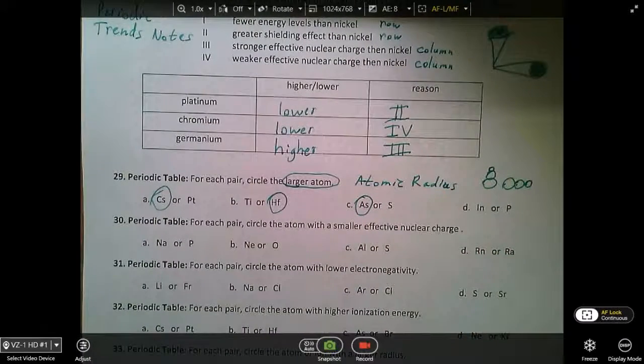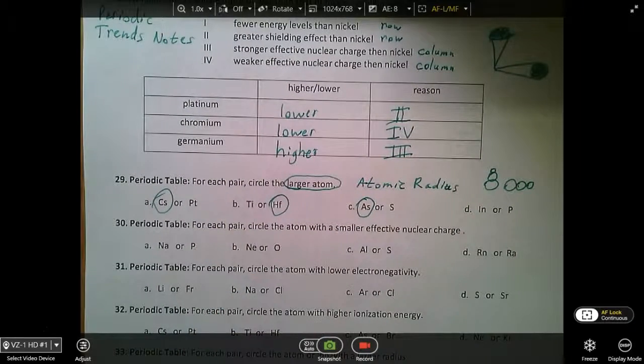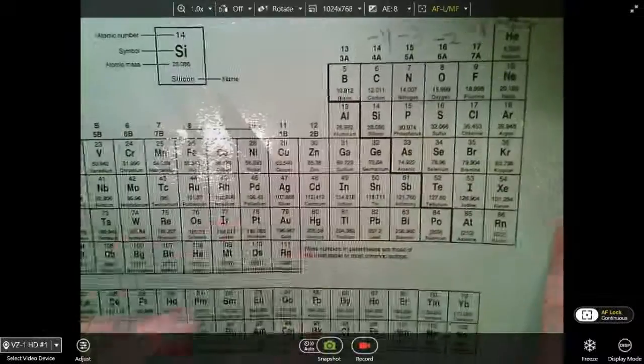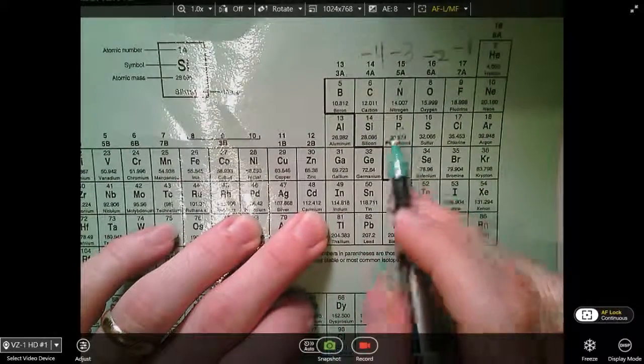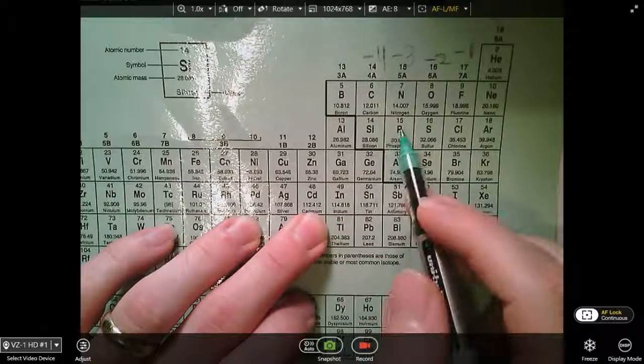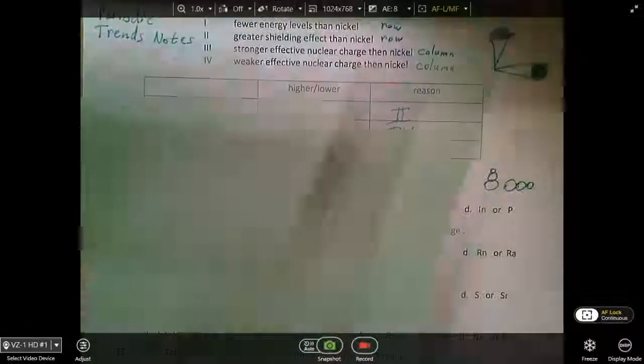Okay. And then we have Ln. I'm sorry, that's not Ln, that's iron. So In or P. So In is right here, and then phosphorus is up there. Well, which one's going to be bigger? Indium is bigger.